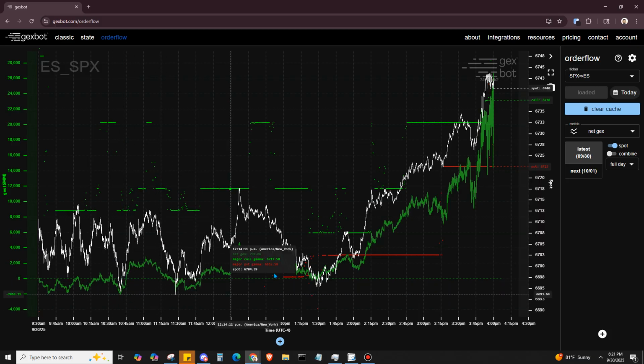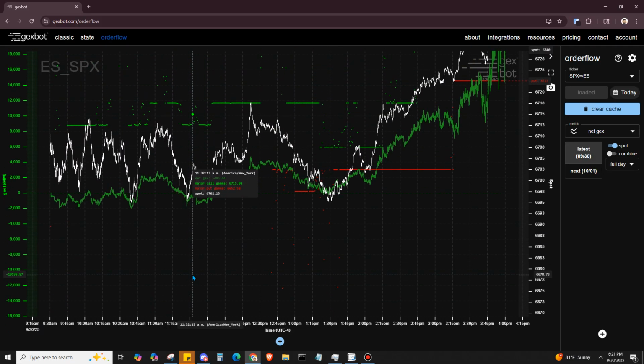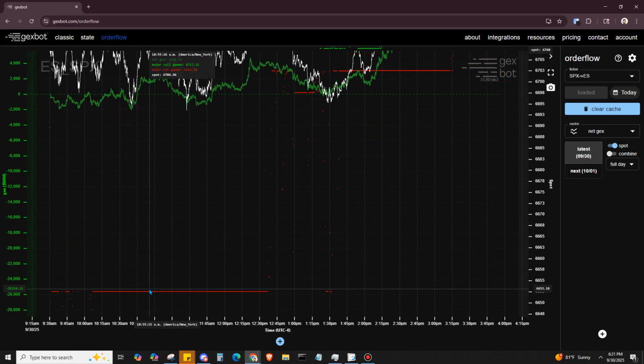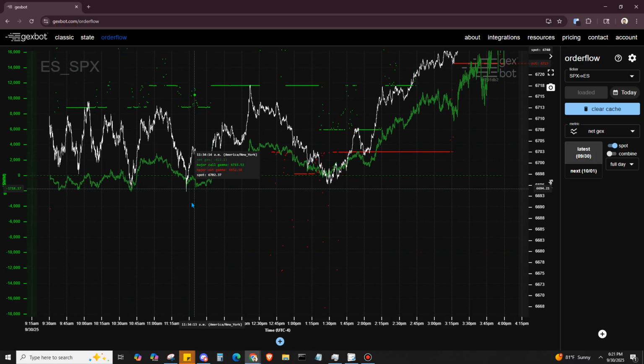And then you have put walls that get generated as well. You can see the put walls got generated later in the day. There's also the put wall down here from earlier in the day. We didn't even try to go down to 66.52, which is something I saw early, and I thought it was probably a little too far away.